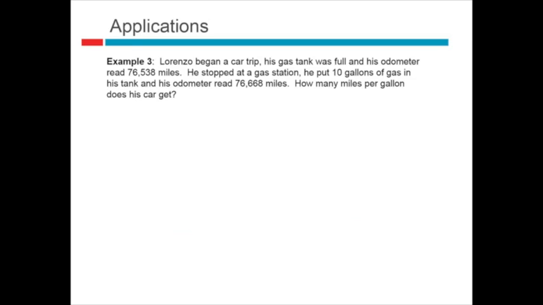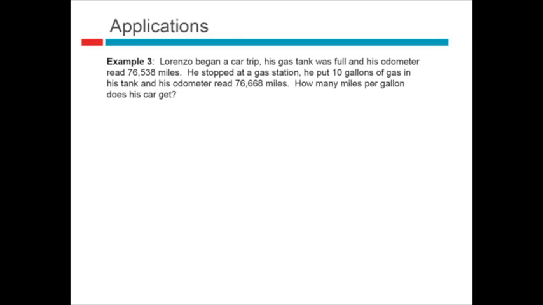Let's do one more example together. In this example, Lorenzo began a car trip, and his gas tank was full, and his odometer read 76,538 miles. When he eventually stopped at a gas station, he put 10 gallons of gas in his tank, to fill it back up, of course, and his odometer read 76,668 miles now. So how many miles per gallon does his car get?